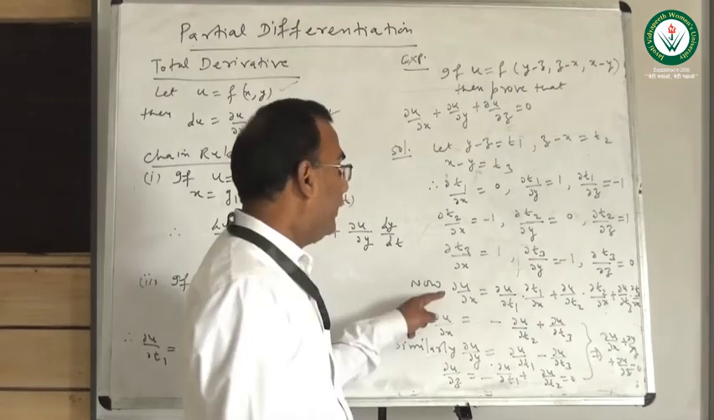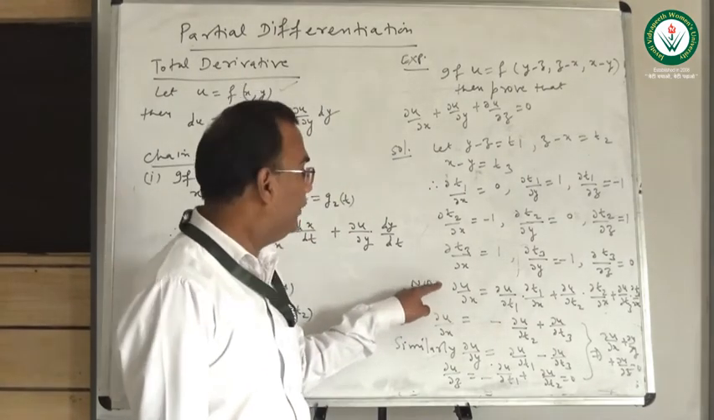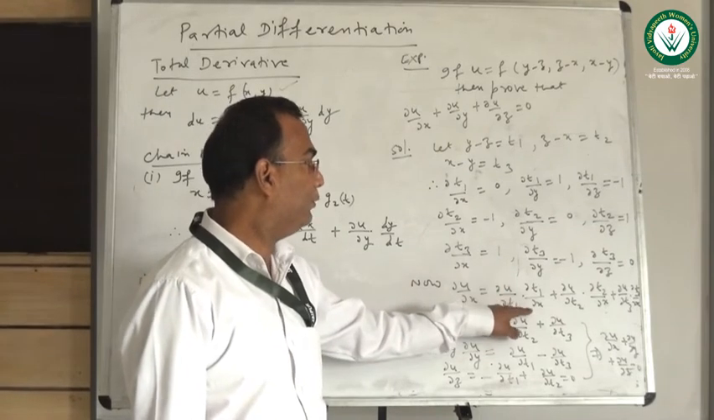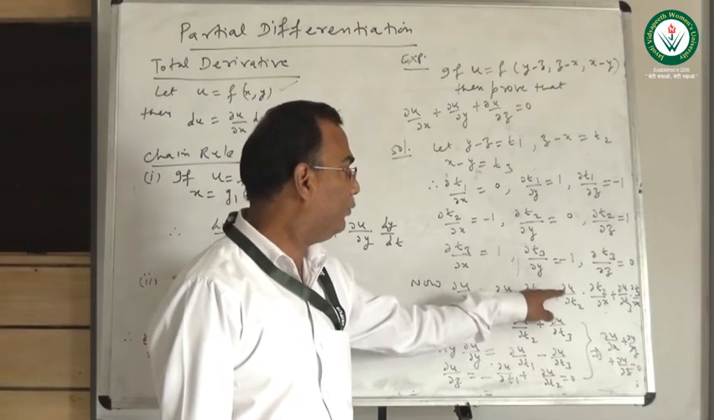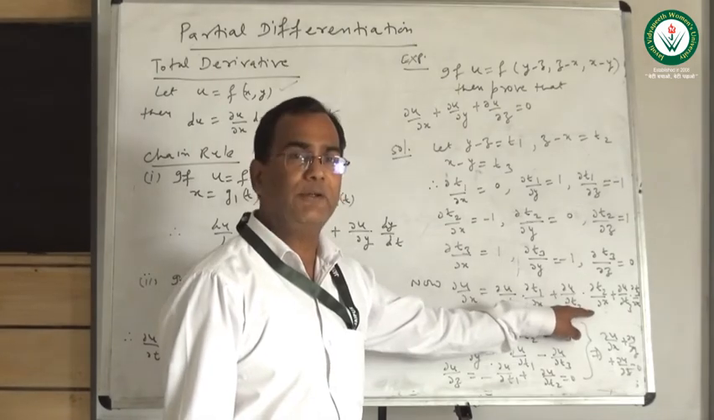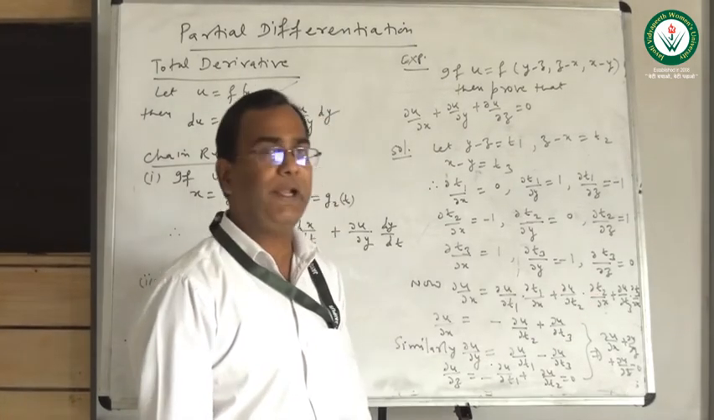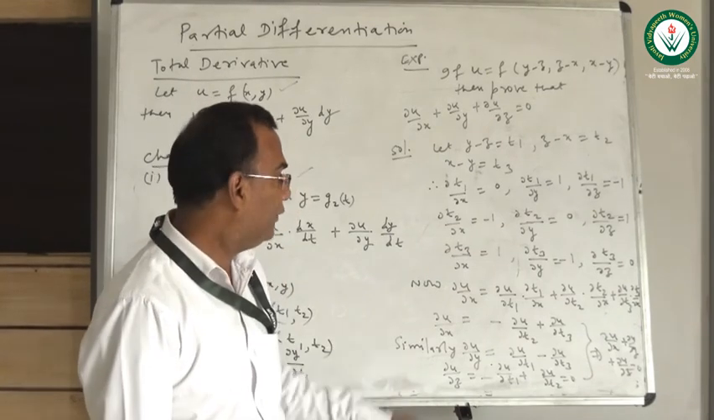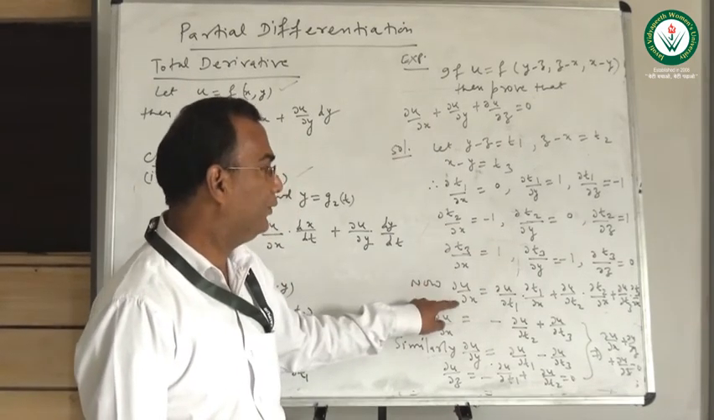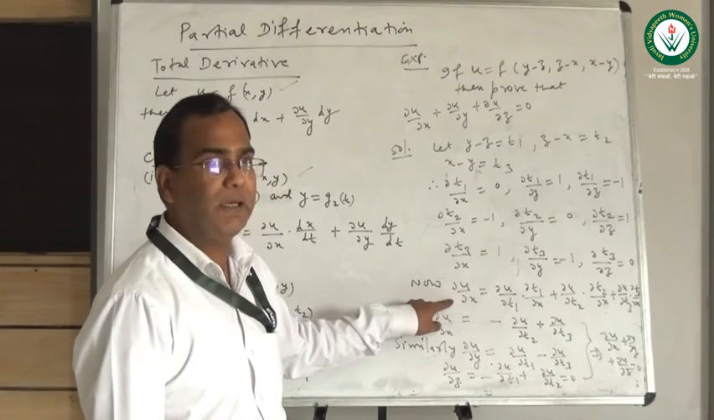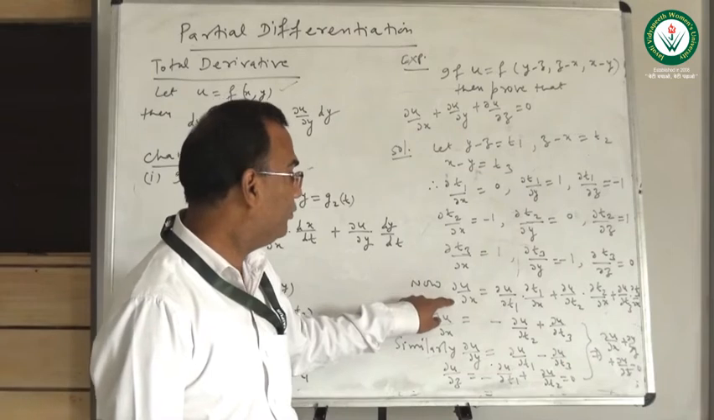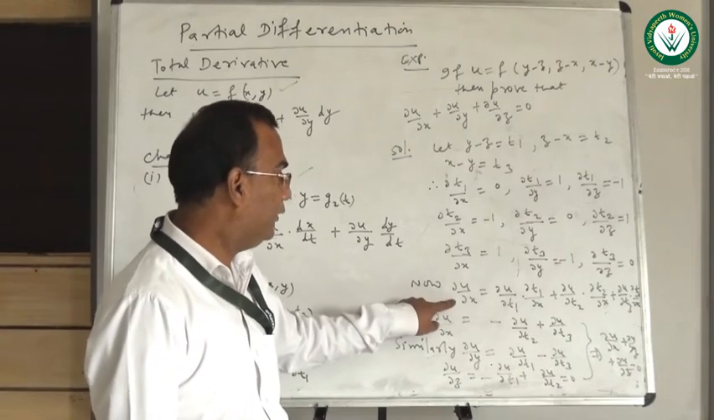If we have to find ∂u/∂x, then ∂u/∂x is given by ∂u/∂t1 into ∂t1/∂x, plus ∂u/∂t2 into ∂t2/∂x, and then plus ∂u/∂t3 into ∂t3/∂x. In this way we can find ∂u/∂x, the partial derivative of u with respect to x, and we have applied the chain rule.